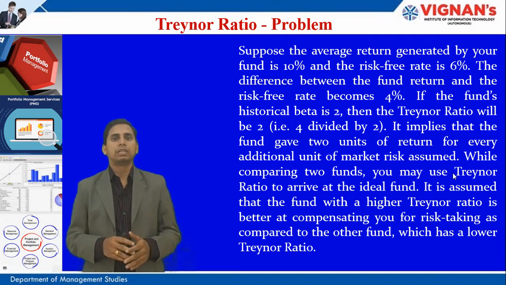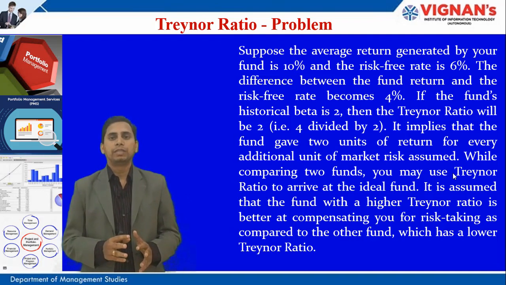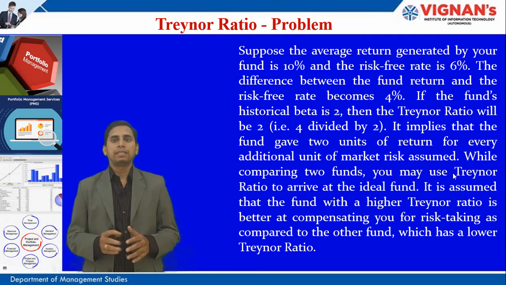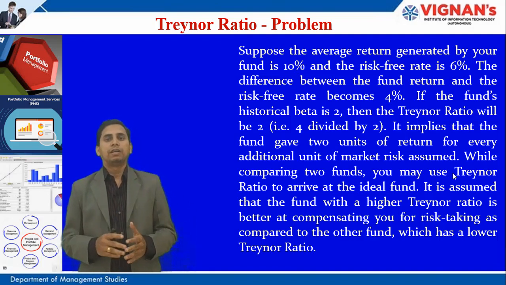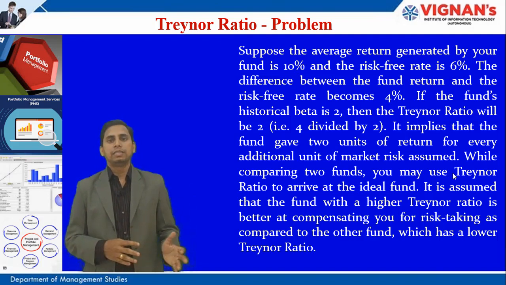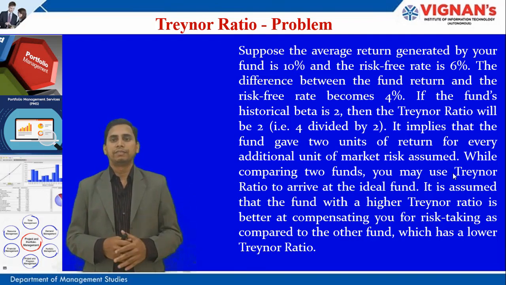If the fund's historical beta is 2, then the Treynor ratio will be 4 divided by 2, that is 2. So it implies that the fund gave 2 units of return for every additional unit of market risk assumed. So for 1 unit of additional market risk, the fund is going to earn 2 units of return.